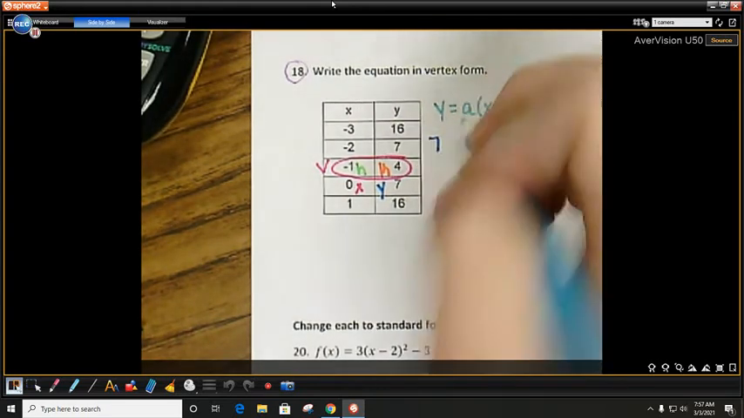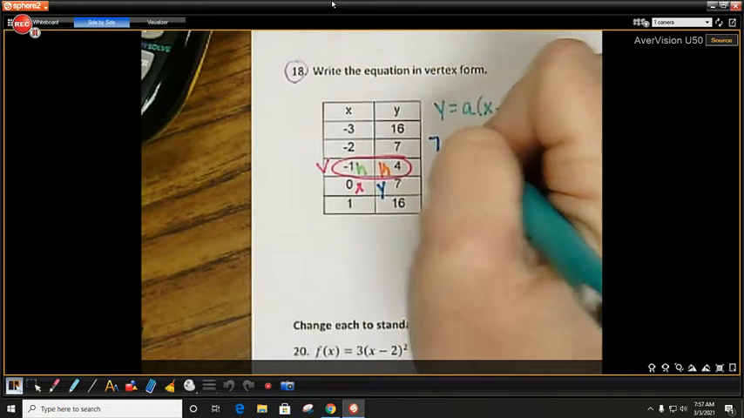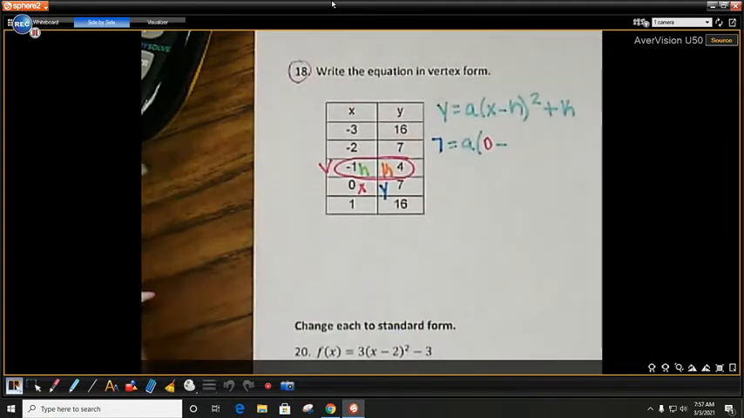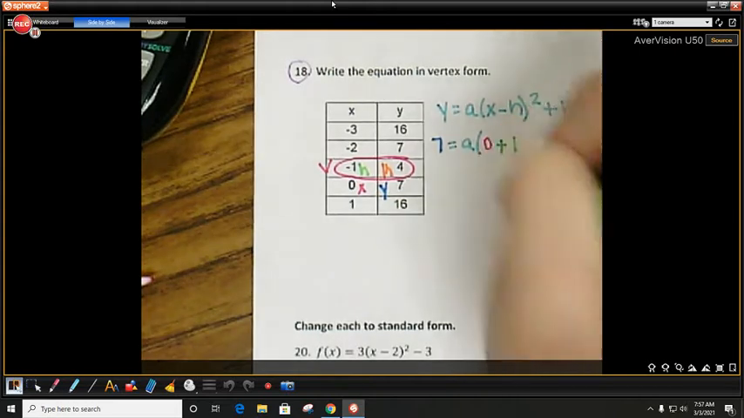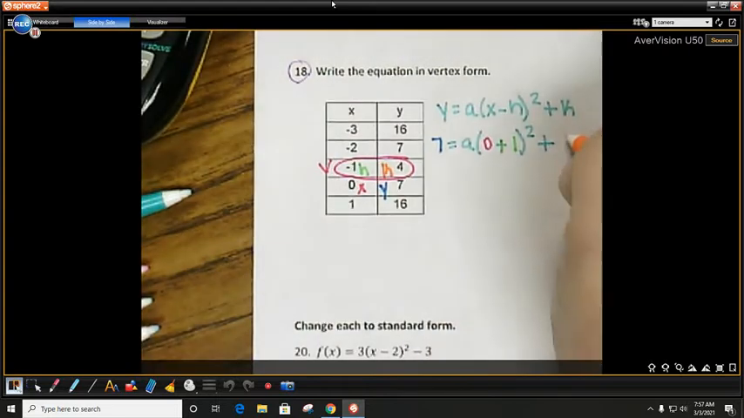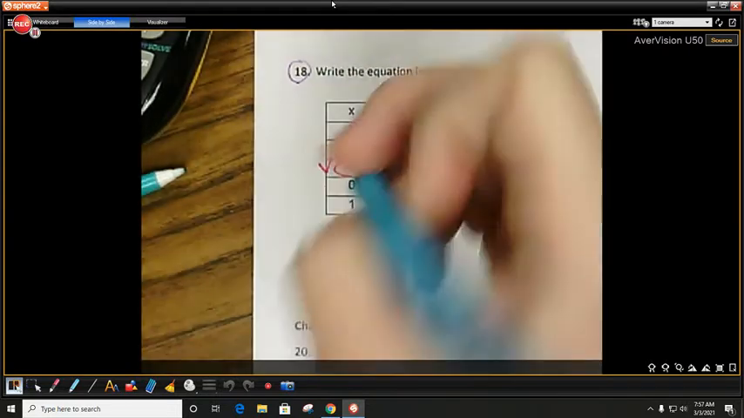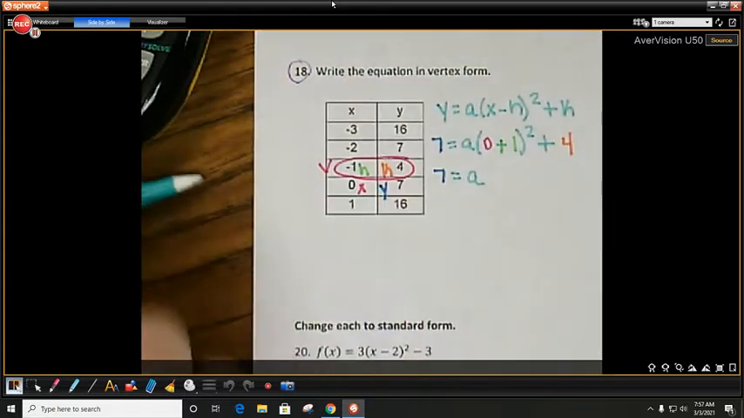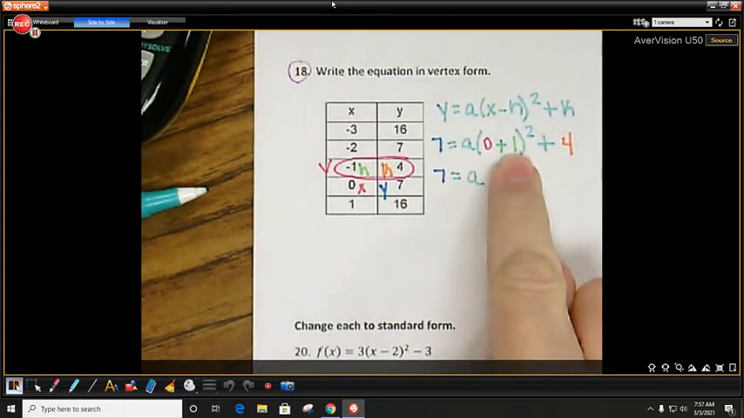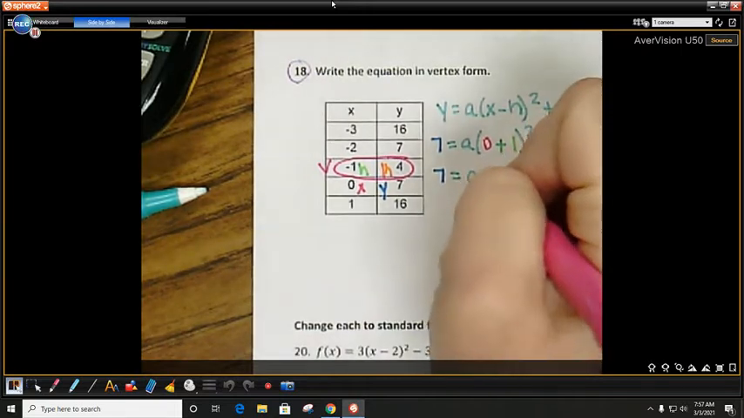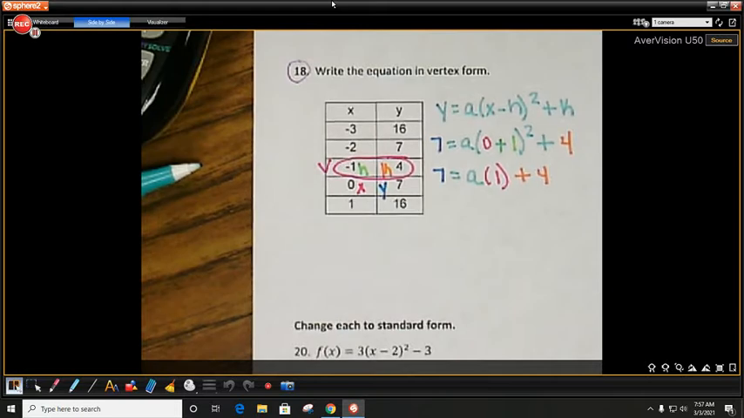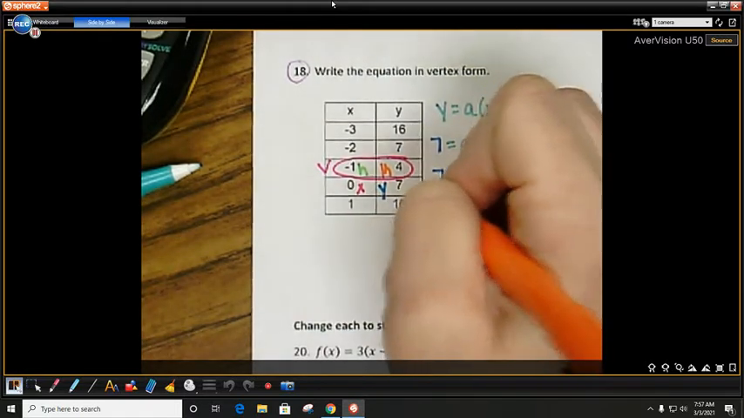So y is 7 equals a, which we don't know, times x, which is 0, minus h, which is negative 1, so minus a negative becomes plus 1, squared plus k, which k is 4. So we're going to solve this for a. 7 equals a times 0 plus 1 is 1, squared is 1, plus 4. So we need to get a by itself, so I'm going to subtract my 4 on both sides.